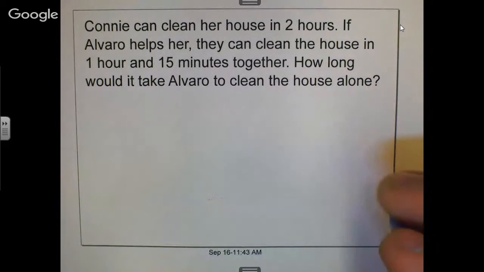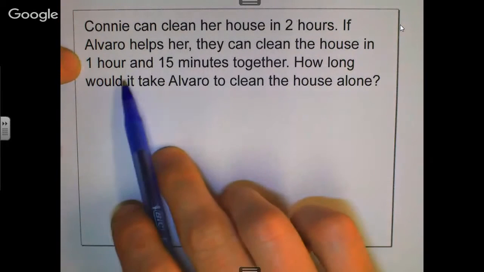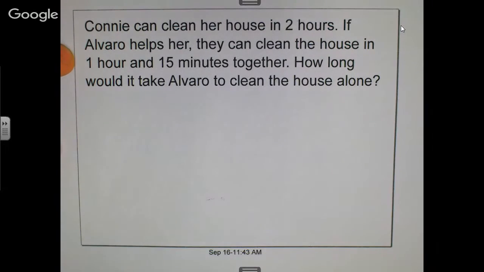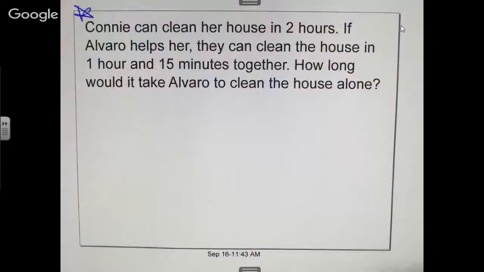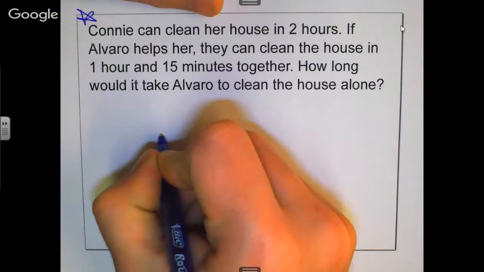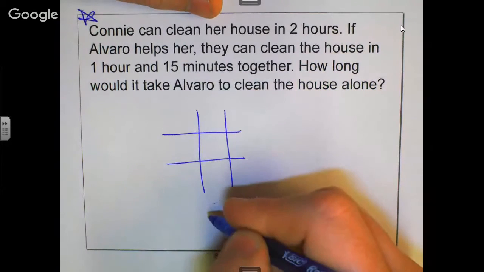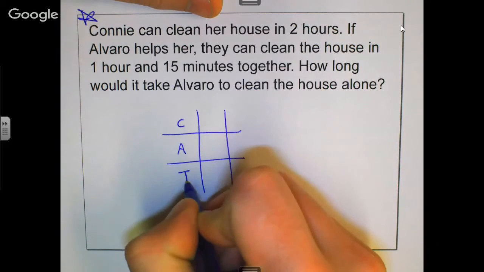Connie can clean her house in 2 hours. If Alvaro helps her, they can clean the house in 1 hour and 15 minutes together. How long will it take Alvaro to clean the house alone? Okay, another star question. This is a really good question. Okay, so we set up a table on these types of problems. Okay, so we look at Connie, Alvaro, and them together.